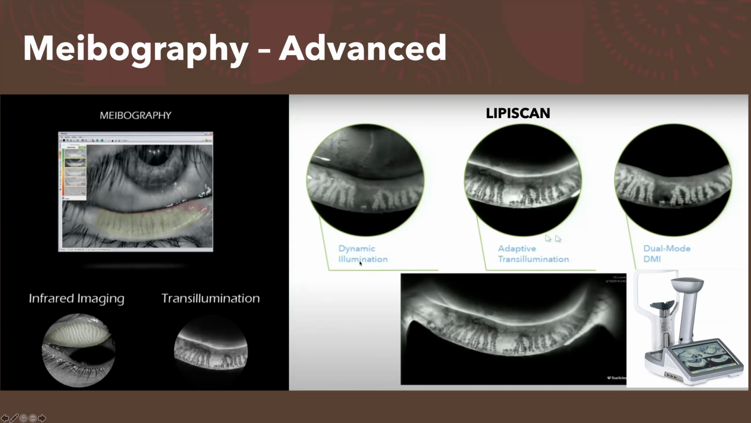Here again, it has dynamic illumination, trans-illumination, and a combination of both. And here the clarity is even better when you compare it to regular infrared imaging, because any artifacts caused by reflections are taken out of the picture and you get a clearer image. However, this equipment is expensive when compared to the previous equipment I have shown you.